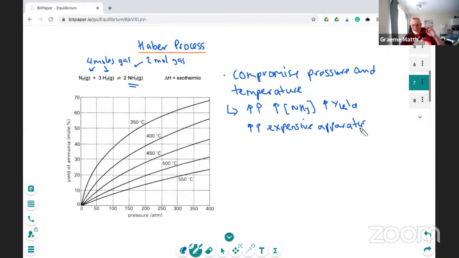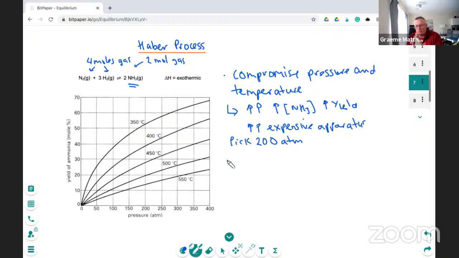Now, on this one, chemists, I would stay away from safety because, yeah, it is true, but go for the expensive apparatus. You don't want expensive apparatus, all right? So therefore, the compromise pressure is 200 atmospheres. So you pick 200 atmospheres. It's a compromise. Not low pressure, not high pressure, but kind of in the middle.